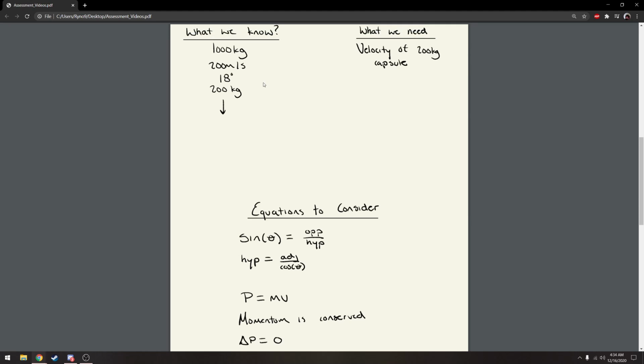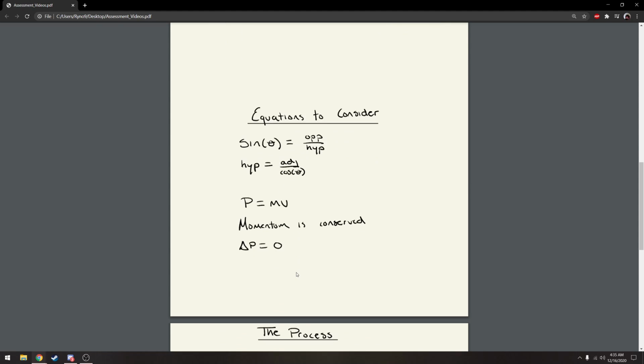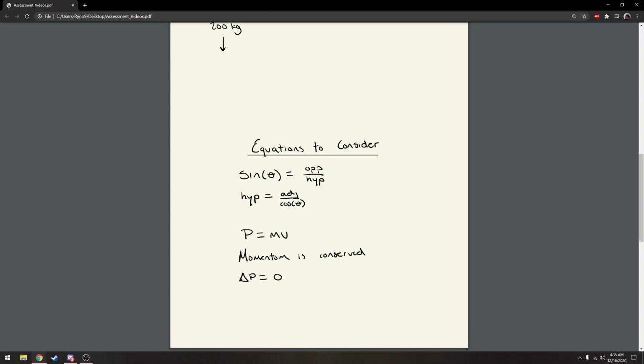Now, the equations we need to consider when solving this problem are these two trigonometry equations. Sine theta is equal to opposite over hypotenuse. Hypotenuse is equal to adjacent over cosine of the angle. These are simple trig equations you can derive from SOHCAHTOA. And we'll also need momentum, which is equal to mass times velocity. And we need to keep in mind that momentum is conserved and that the change in momentum in an isolated system is going to be equal to 0. With that, we can get right into the solving process.